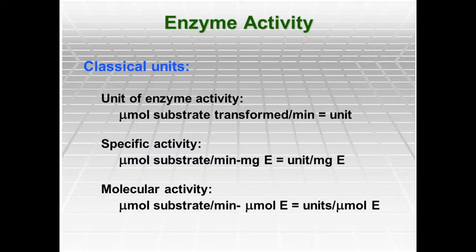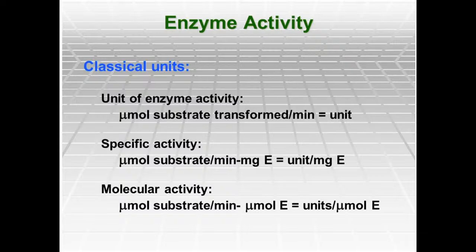There are three activities we have to consider: enzyme activity, specific activity, and molar activity. The enzyme activity could be calculated as micromolar substrate transformed, mainly per minute. So the rate of reaction is governed here: how much substrate is transformed into product in 1 minute. That's how the unit of enzyme activity is calculated. So we call it a unit.